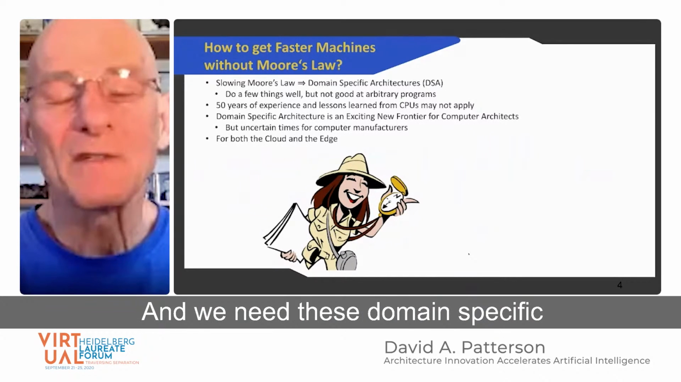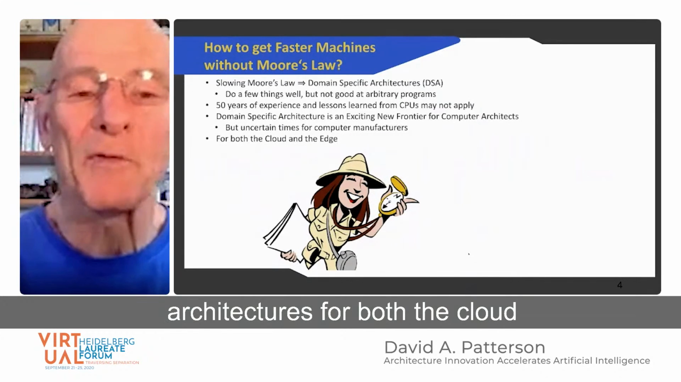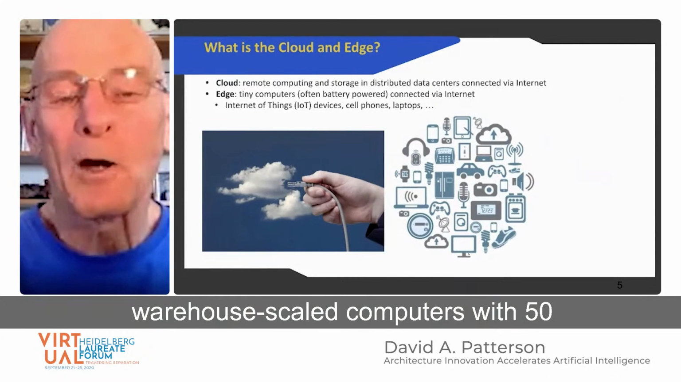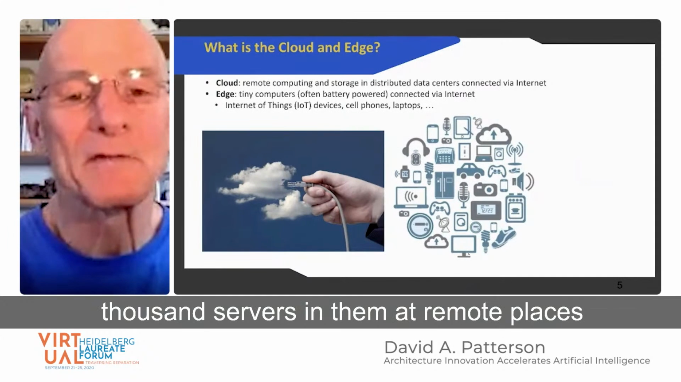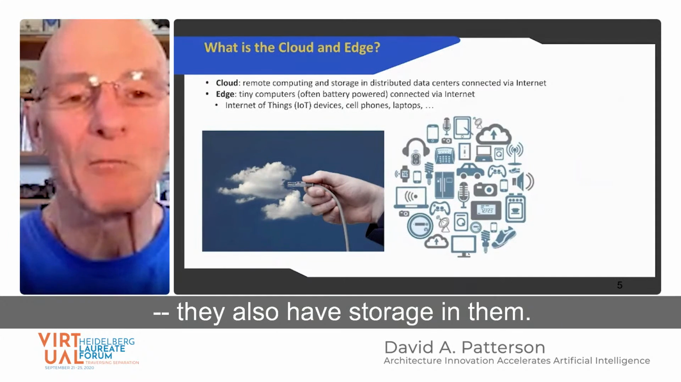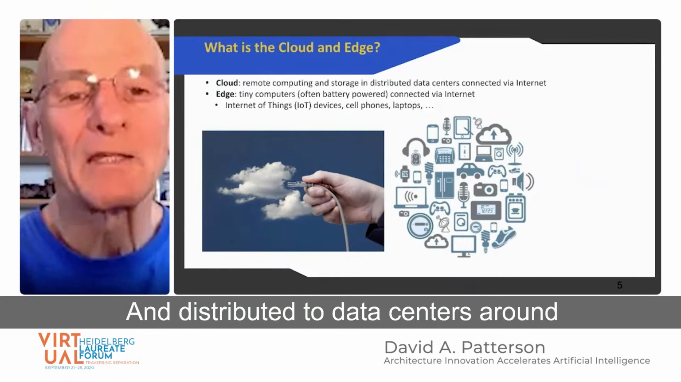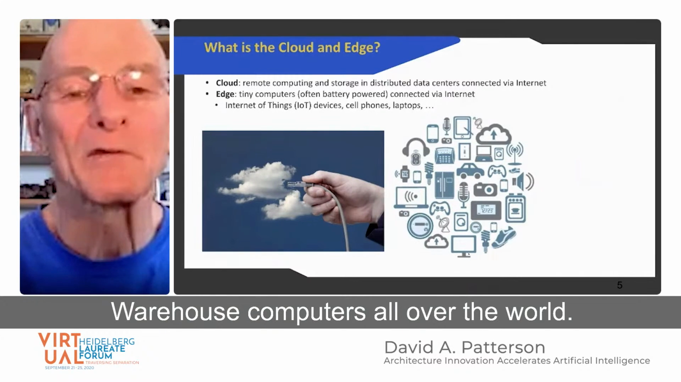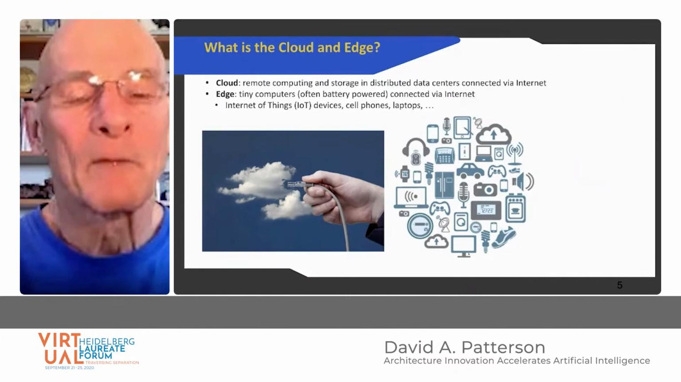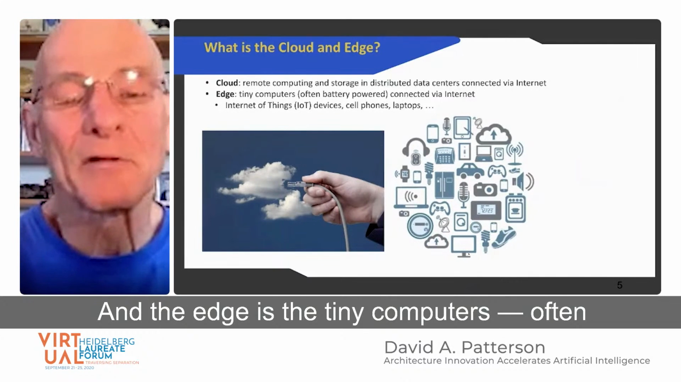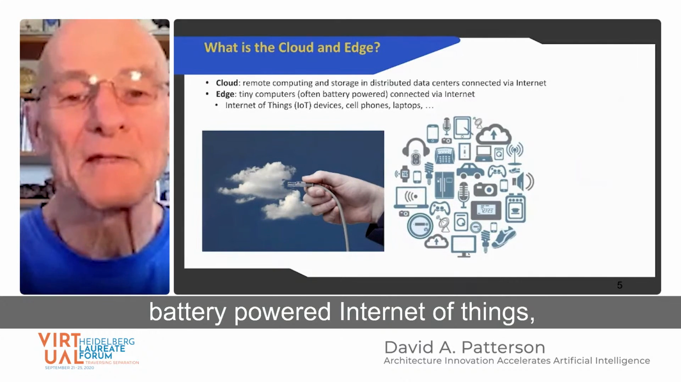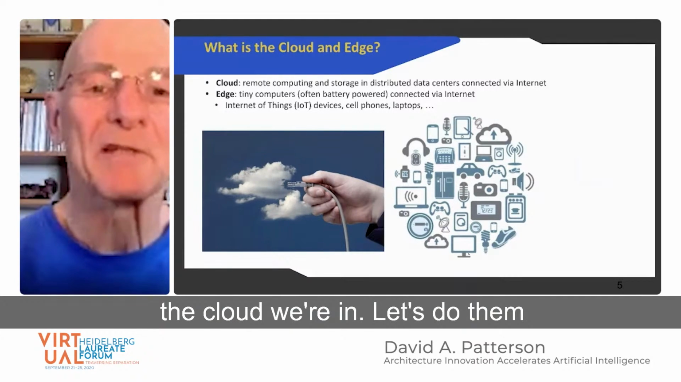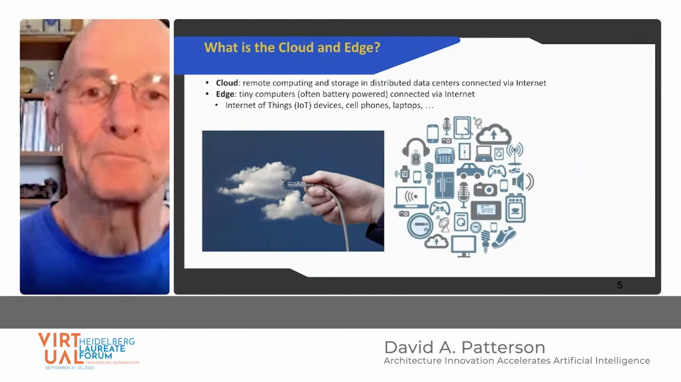And we need these domain-specific architectures for both the cloud and the edge. The cloud is simply warehouse-scale computers with 50,000 servers in them at remote places. They also have storage in them and distributed data centers around the world that are connected via the internet. That is the cloud. Warehouse computers all over the world. And the edge is the tiny computers, often battery powered: Internet of Things, cell phones, laptops, cars, tennis shoes, everywhere. So that's the cloud and the edge. Let's do them in sequence, starting with the cloud.